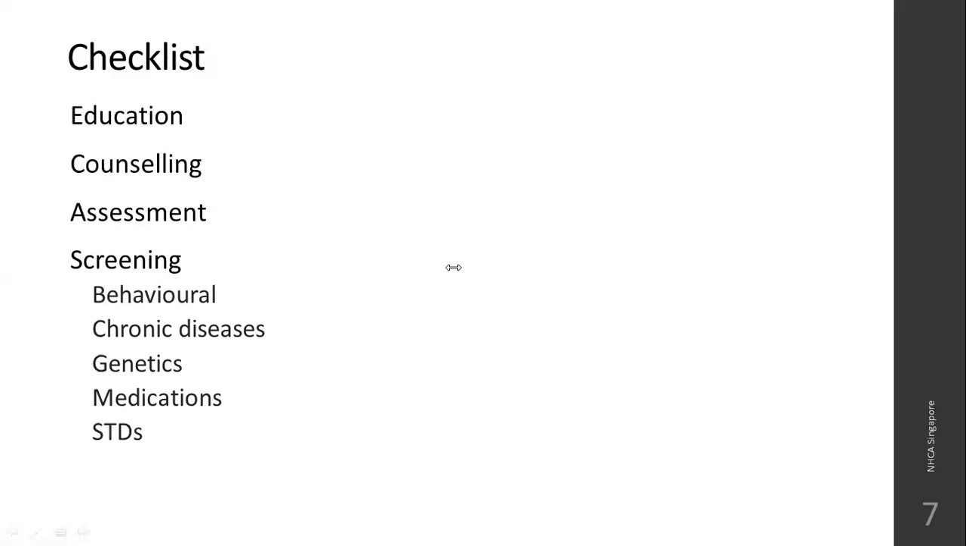About sexually transmitted diseases, STDs: HIV, hepatitis B, C, gonorrhea, chlamydia, bacterial vaginosis, cervical cytology, syphilis. Then vaccination, are they vaccinated for HPV, human papillomavirus, influenza, varicella, rubella? Are they vaccinated for all these vaccines or not? That you have to assess. So these will be the main areas of preconception care. All these areas have to be checked in a woman before she becomes pregnant.